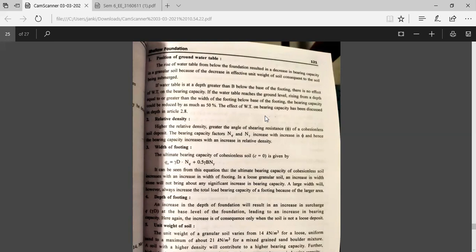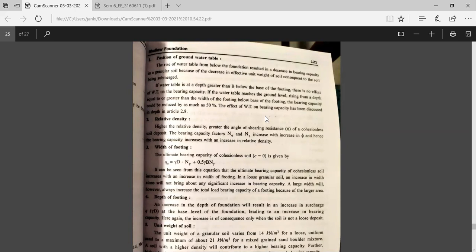If the water table rises from a depth equal to or greater than the width of the footing below the base of the footing to the ground level, the bearing capacity could be reduced by as much as 50%. The effect of the water table on bearing capacity has been discussed in Article 2.8. Next is relative density. The higher the relative density, the greater the angle of shear resistance phi of a cohesionless soil deposit. The bearing capacity factors Nq and N gamma increase with increase in phi, hence the bearing capacity increases with increase in relative density.